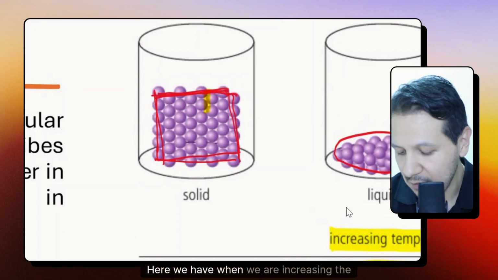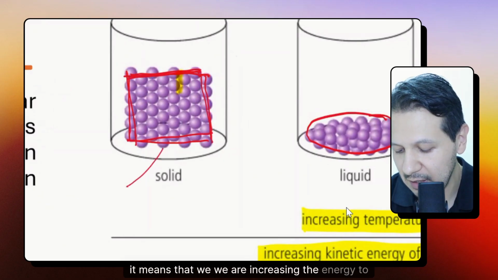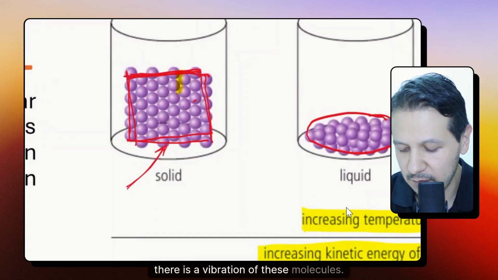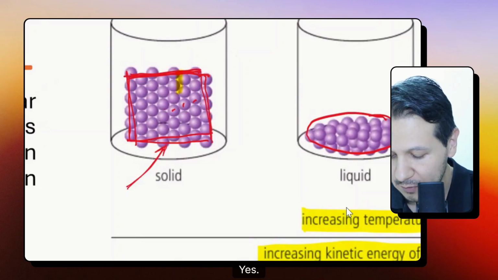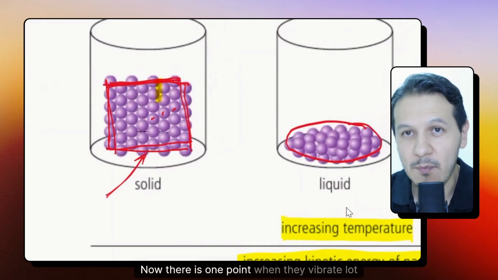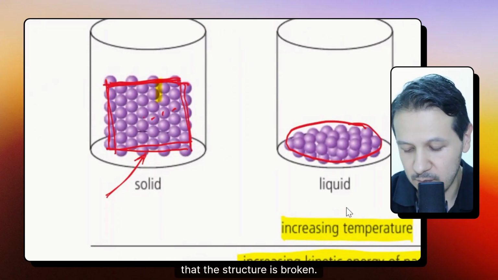When we are increasing the temperature, it means that we are increasing the energy of these particles. They start to move. Because they are a solid, they start to vibrate. There is a vibration of these molecules. They are packed together, but they will start to vibrate. Now, there is one point when they vibrate so much that the structure is broken.